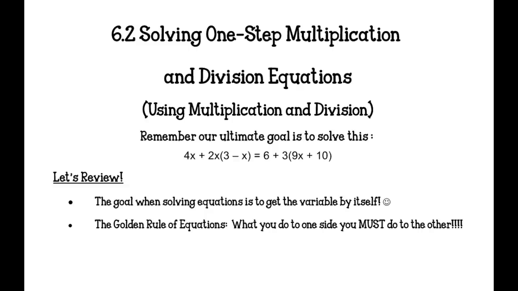Okay, lesson 6.2, solving one-step multiplication and division equations. We're going to be using multiplication and division. Remember, our ultimate goal is to solve this equation. So let's review. The goal in solving equations is to get the variable by itself. The golden rule of equations, the most important rule of equations, is what you do to one side, you must do to the other.